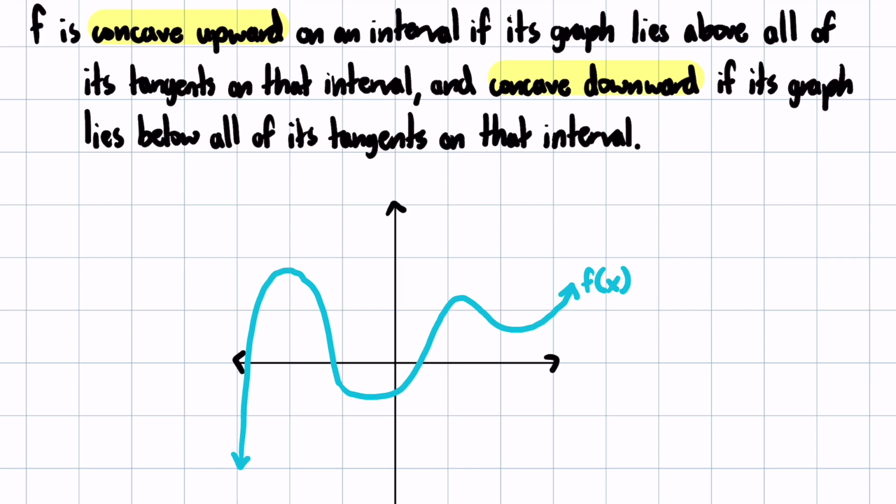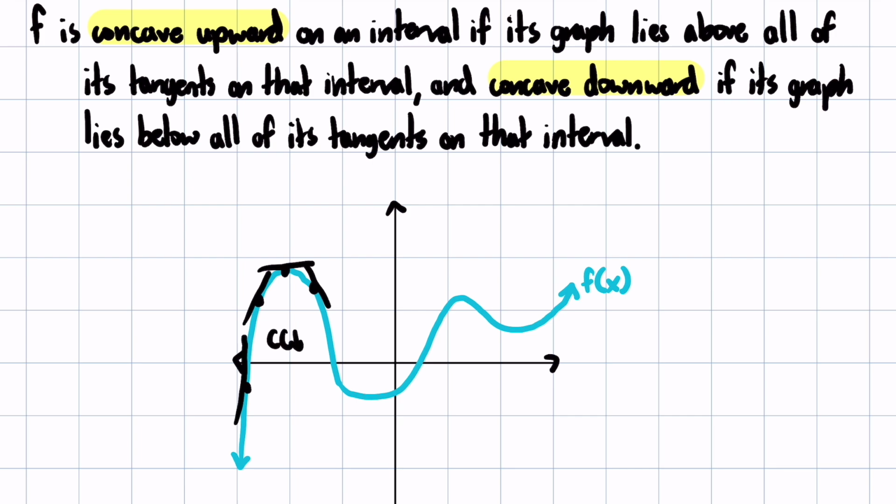So at this point, the tangent line looks like this, right? If we made it longer, we'd see that it's above the graph, right? Here, tangent line, that's a bad drawing, but something like that. Here, like that, here, like that. All the tangent lines here are above the graph, right? The graph lies below all of its tangent lines. So here, we're concave downward.